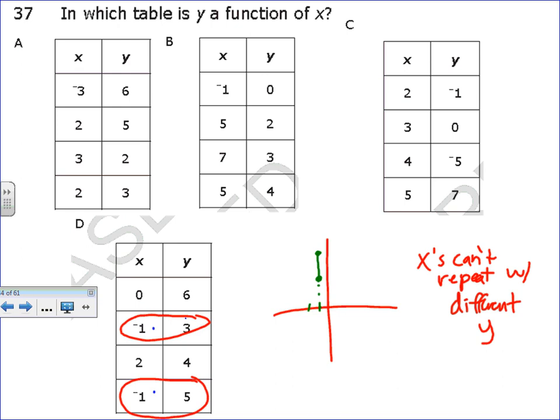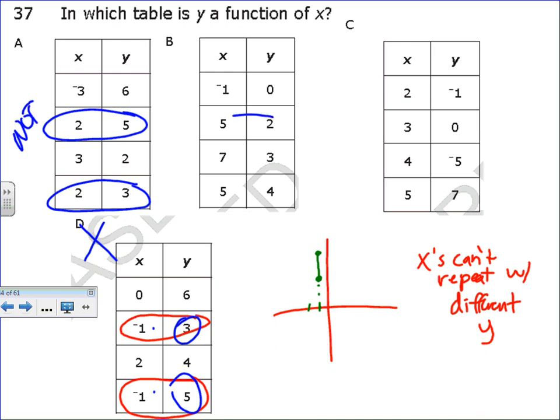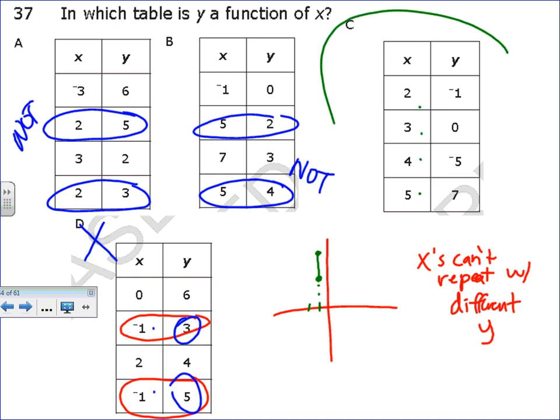Now x is repeated with different y values, not a function. 2, 5, 2, 3, repeat, so not a function. 5, 2, and 5, 4, repeat, not a function. The only graph that doesn't repeat my x's is C. That is the correct answer.